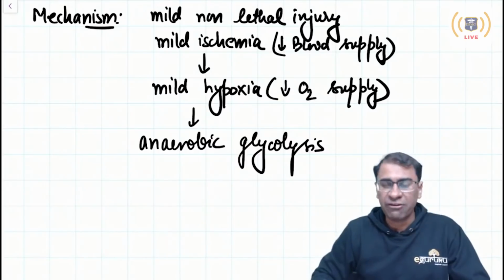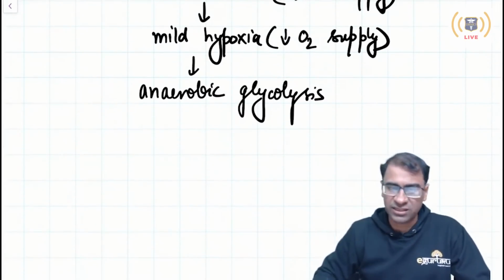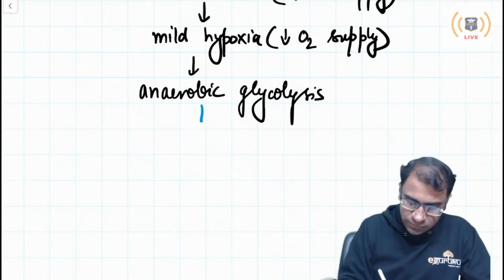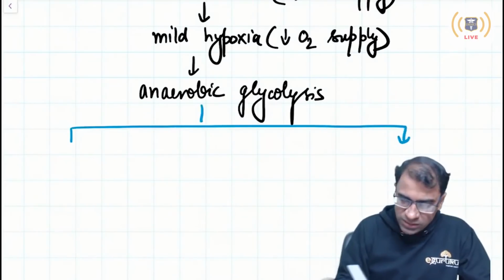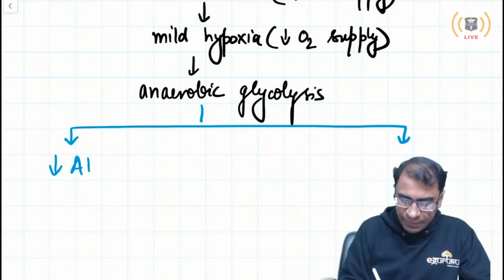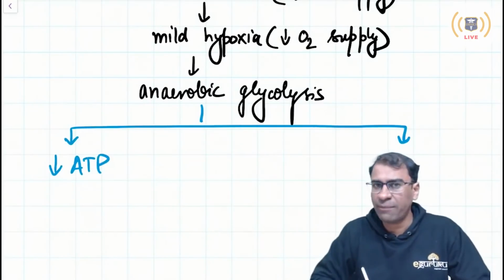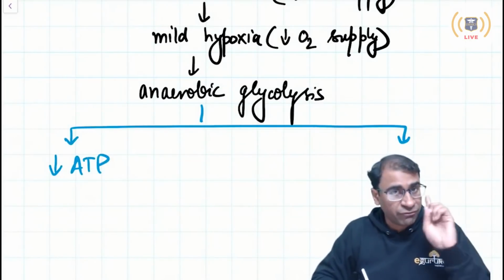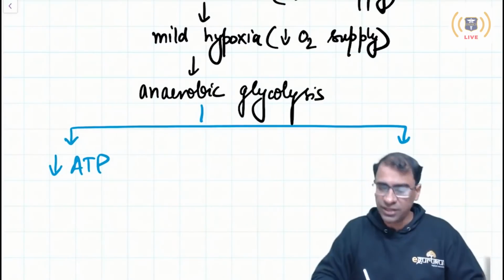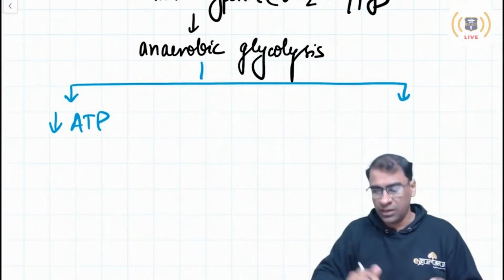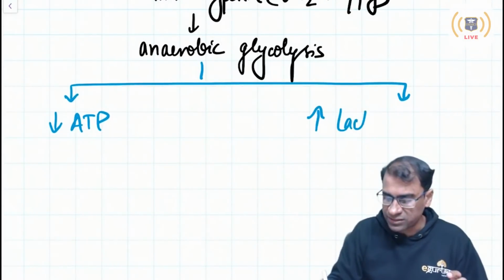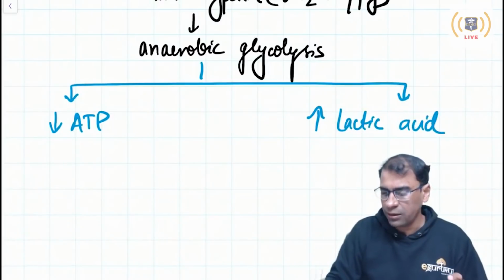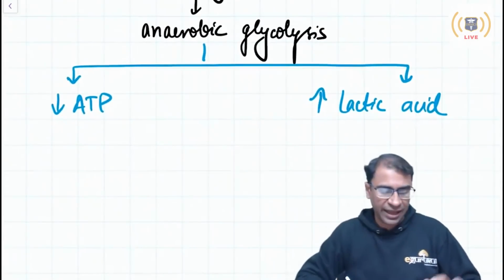The effect is the moment there's anaerobic glycolysis, it will lead to two things. On one side, you all know there's reduction in the ATP production. This you all heard in biochemistry. I told you the first change to occur is biochemical changes. The first is reduction in the ATP. And along with this, there's also an increase in the lactic acid production.